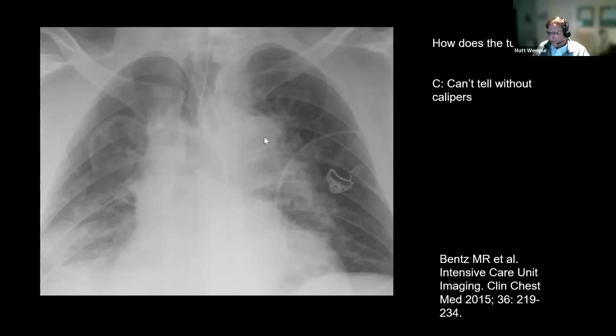The aortic knob here, which is what this is, is the ascending aorta turning into the descending aorta.